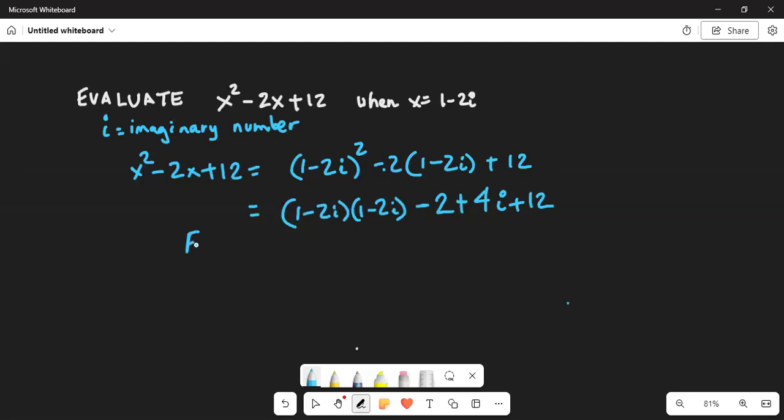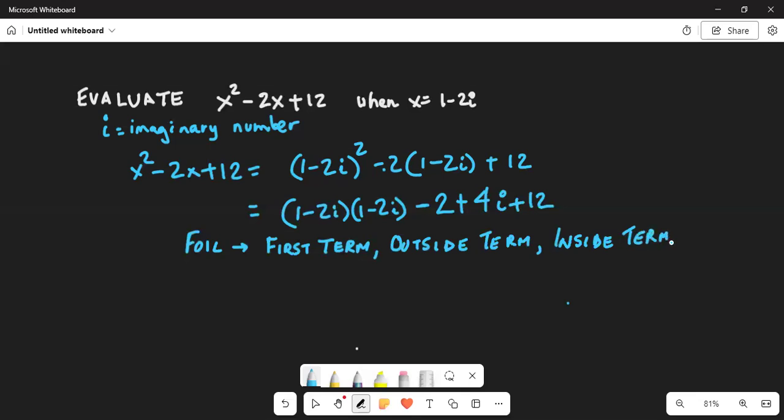Now FOIL. You will see me using the word FOIL for multiplication of the first two terms. First term is F, O is outside term, I is the inside term, and L is the last term.